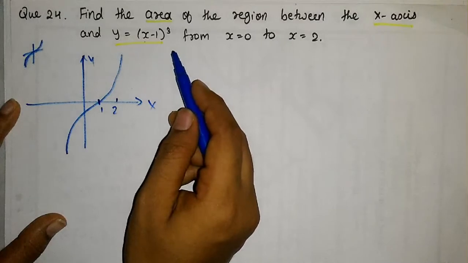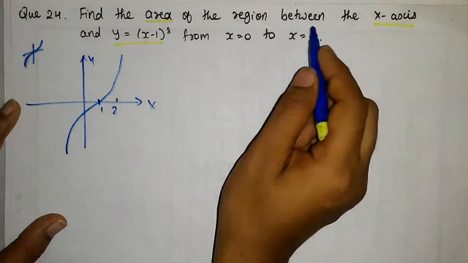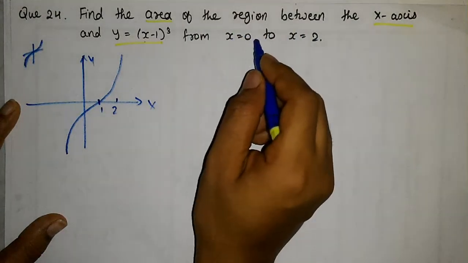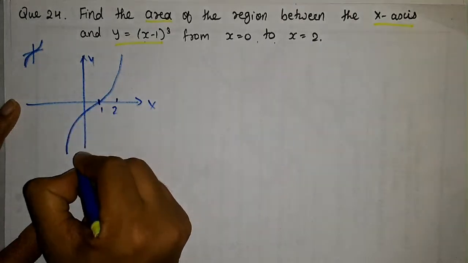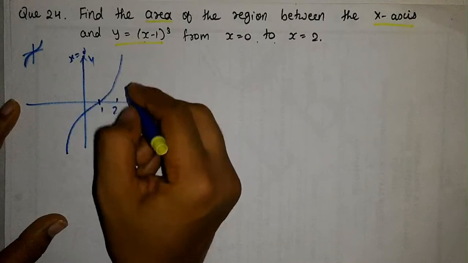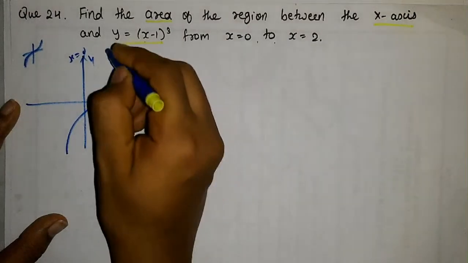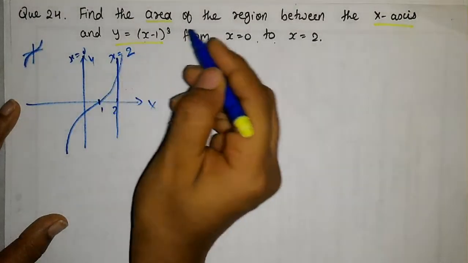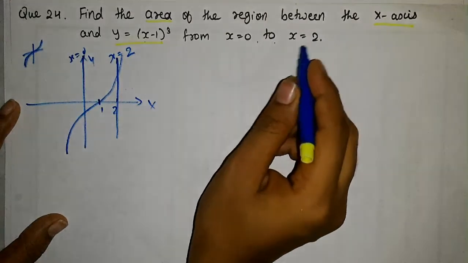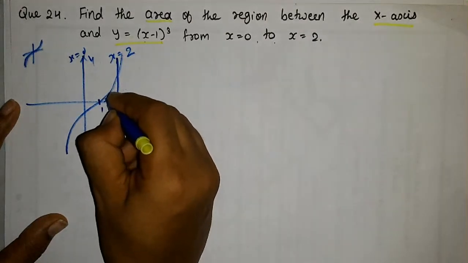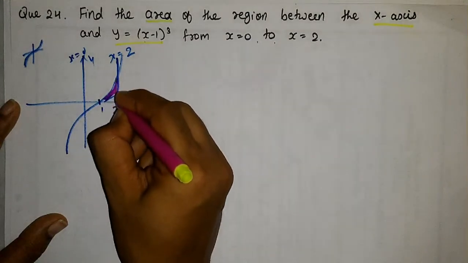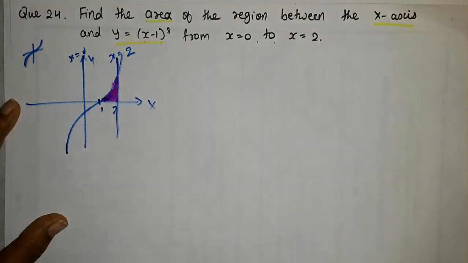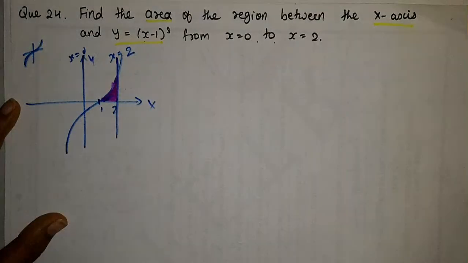Now we have to find the area between the x-axis, from x is equal to 0 to x is equal to 2. So this line is x is equal to 0 and this line is x is equal to 2, and between them the x-axis. This is our curve. Let's draw with another color. This is the area which we have to find.